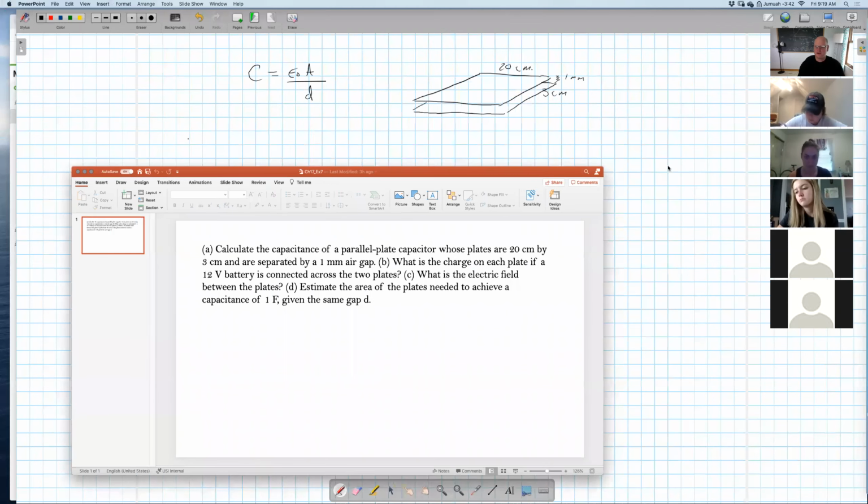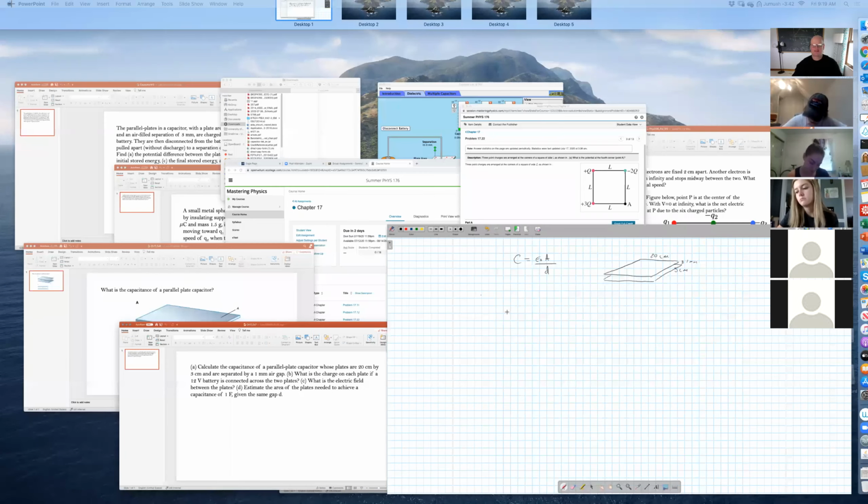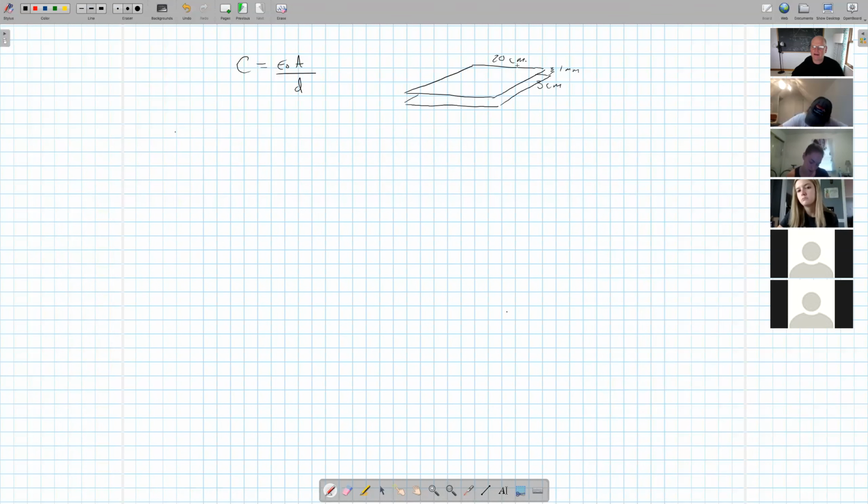First things first, it wants to know what is that capacitance. So here we know the area is going to be this distance times this distance. So the area is equal to 20 centimeters times 3 centimeters, which we're going to have to put into meters. So that's going to be 0.2 meters times 0.03 meters. That's my area, right? The distance d is equal to 1 millimeter, which is equal to 0.001 meters.